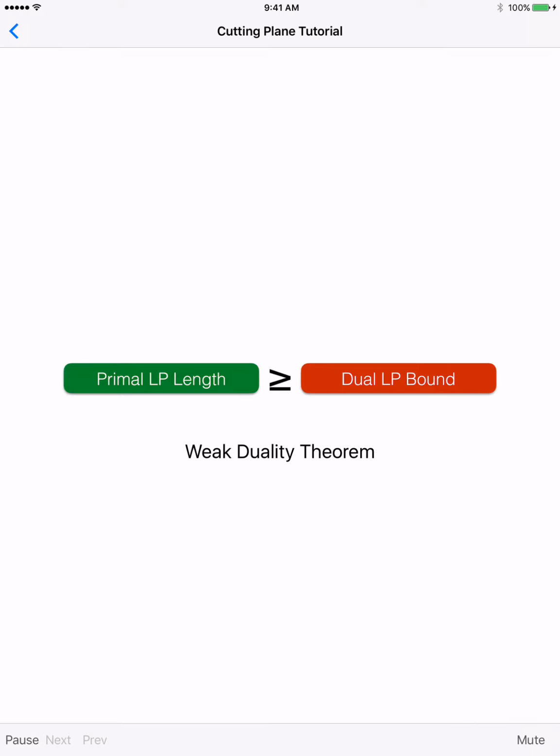A crucial feature is that, for any candidate solution to an LP model, its length cannot be less than the bound given by any candidate solution to its dual model. This is known as the weak duality theorem. It seems a pity to call such an important property a weak theorem, but the name strong is reserved for a different result, first proved by John von Neumann. The strong duality theorem states that, if we have the best possible solution to the primal LP, and the best possible solution to the dual LP, then the primal length will be exactly equal to the dual bound.